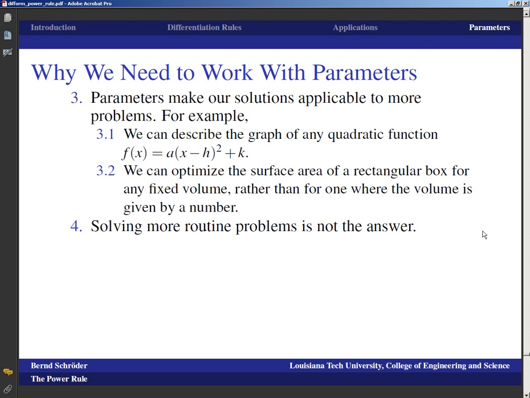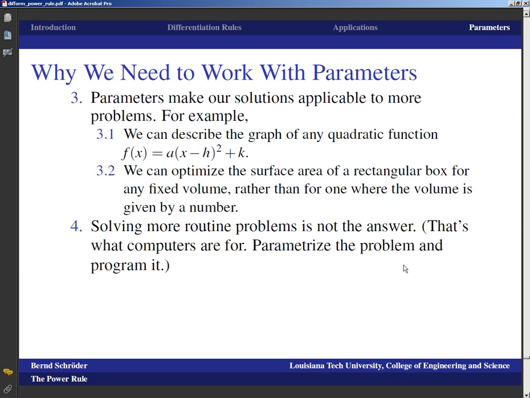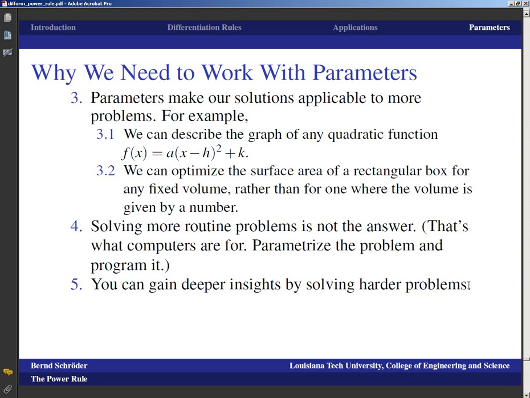And so, being able to solve those problems is good. It's not something to be poo-pooed, but let's always keep our eyes on the fact that there's more stuff out there. And so we cannot afford to stagnate. Routine problems we ultimately solve with computers, where we parameterize and program them. Finally, we can also gain deeper insights by solving harder problems.